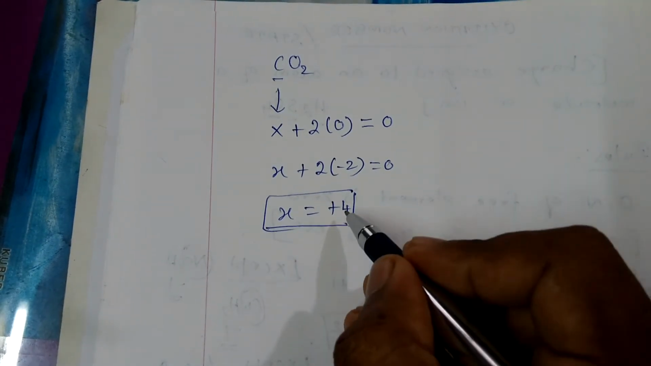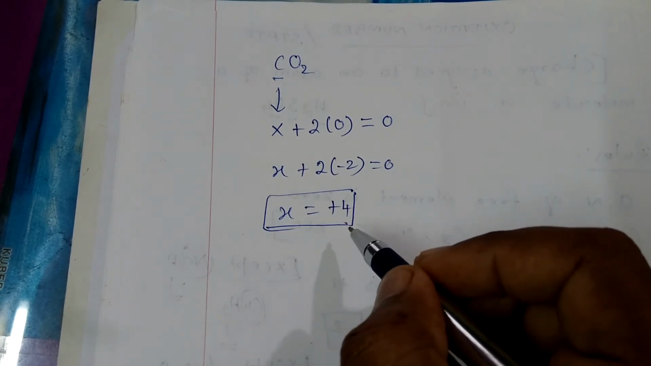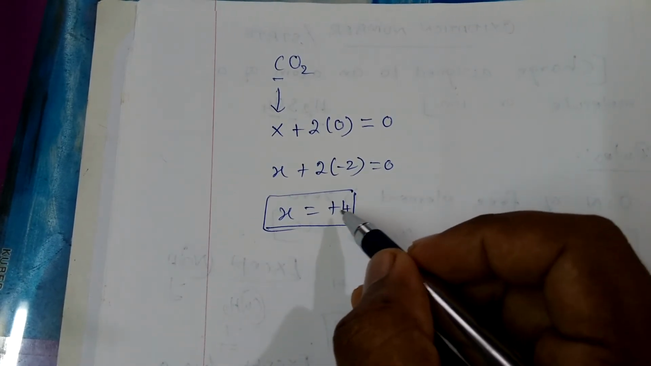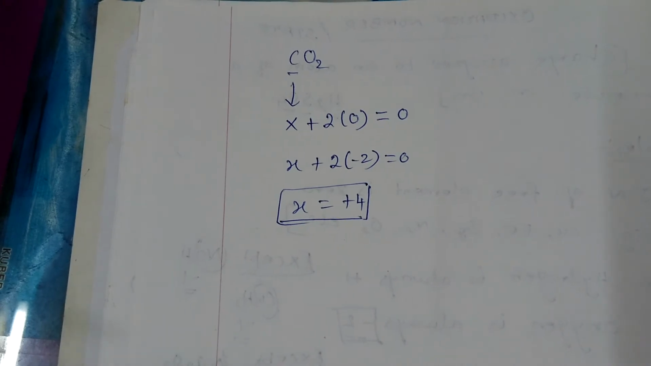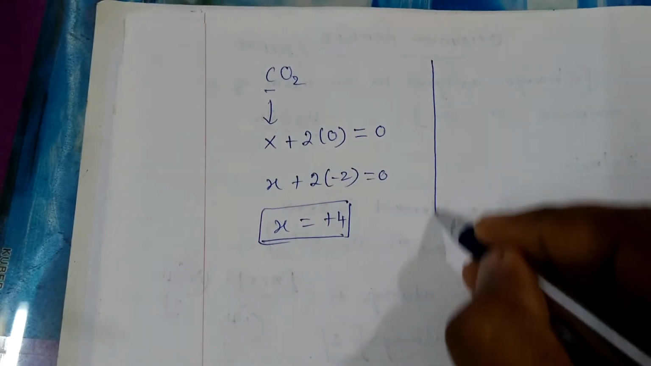Remember, children, don't write only the number. You must write the sign, whether it is plus or minus. Usually we won't write a plus sign, but for oxidation number you must write the sign, whether it is plus or minus.